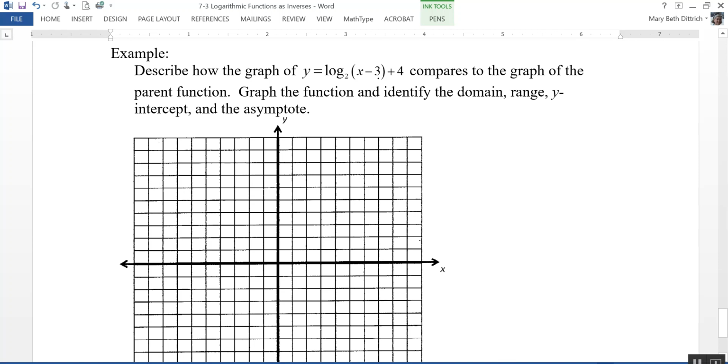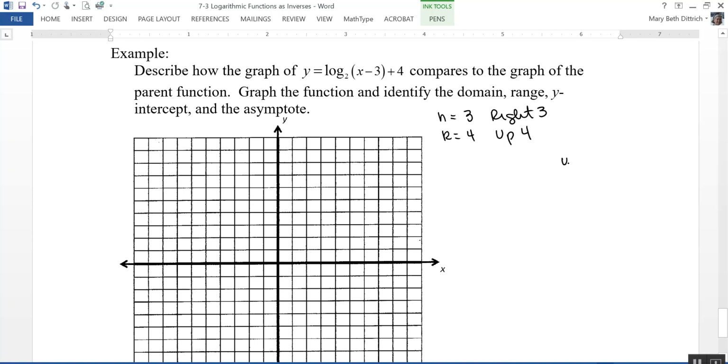So looking at this, my h is equal to 3, so that means I'm going to move right 3, and my k is equal to 4, so that means I'm going to move up 4. So that's how it's going to compare to the graph of the parent function. Let's go ahead and graph the parent function, and then we'll just move it right 3 and up 4.